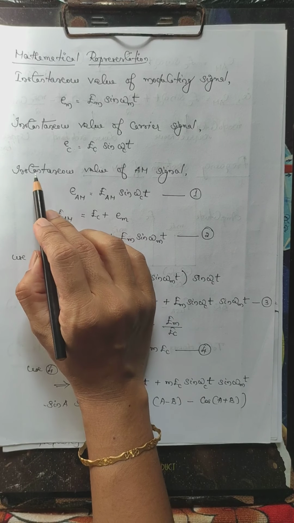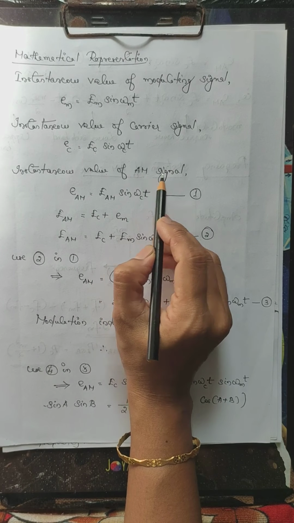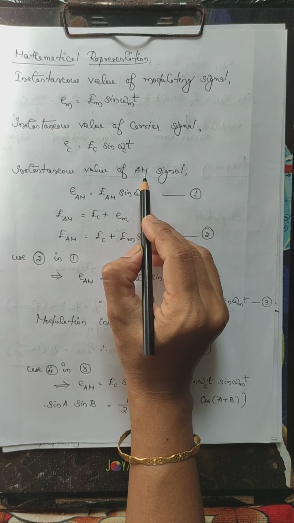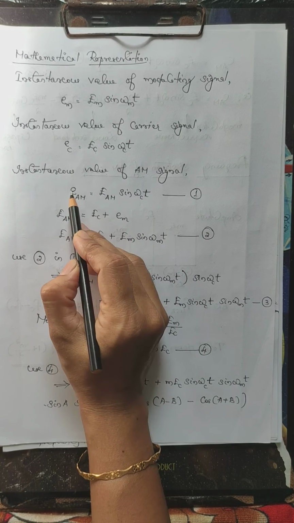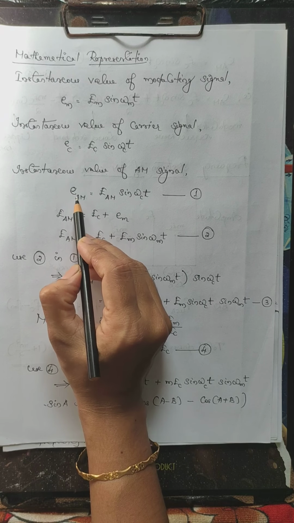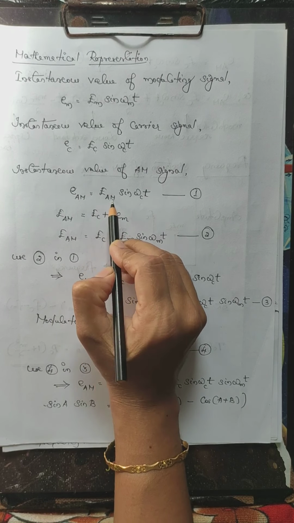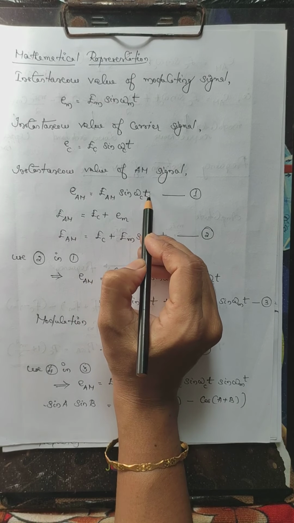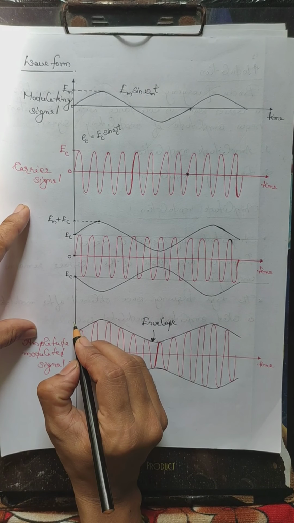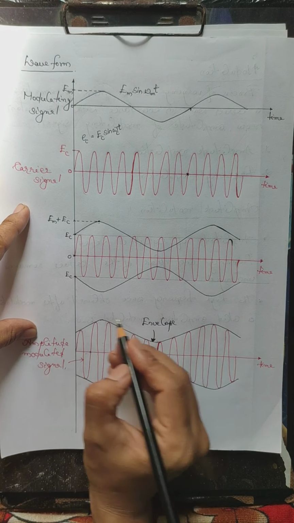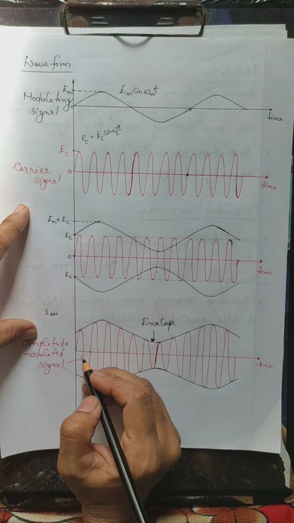So now we have to calculate the instantaneous value of our AM signal, that is amplitude modulated signal. As it is the AM signal, denote it as eAM. Instantaneous value is denoted using small letter. So instantaneous value of amplitude modulated wave is equal to maximum value of amplitude modulated wave into sin omega t. Let us denote the maximum value of the amplitude modulated wave as EAM.